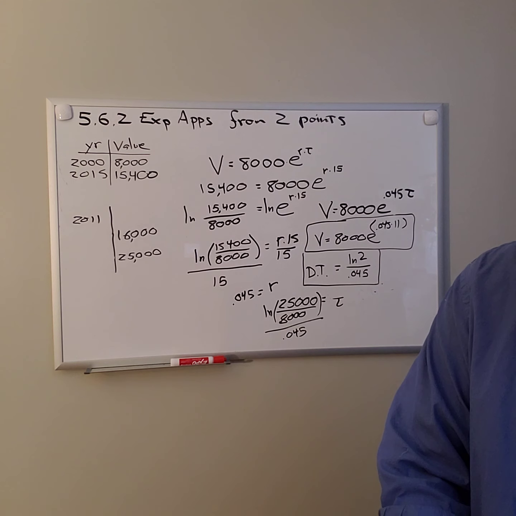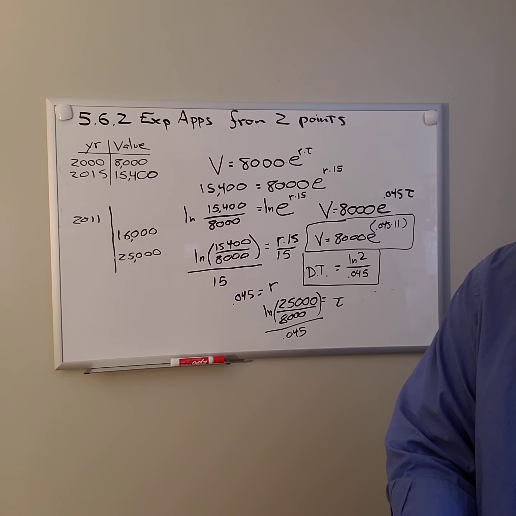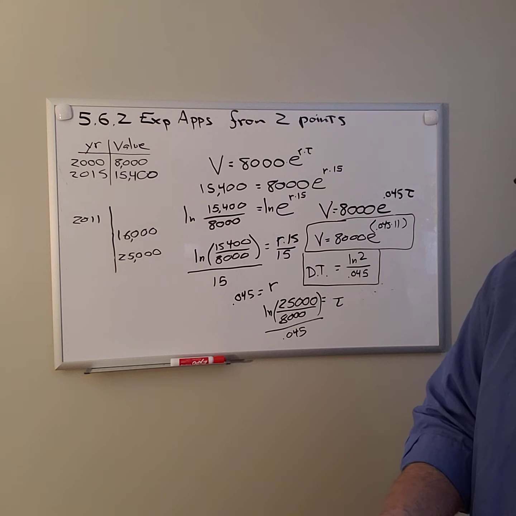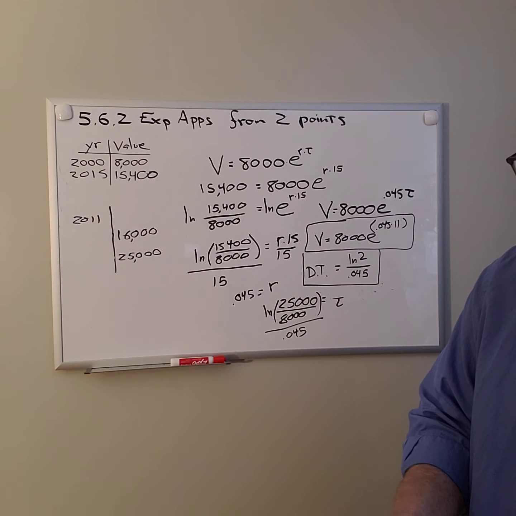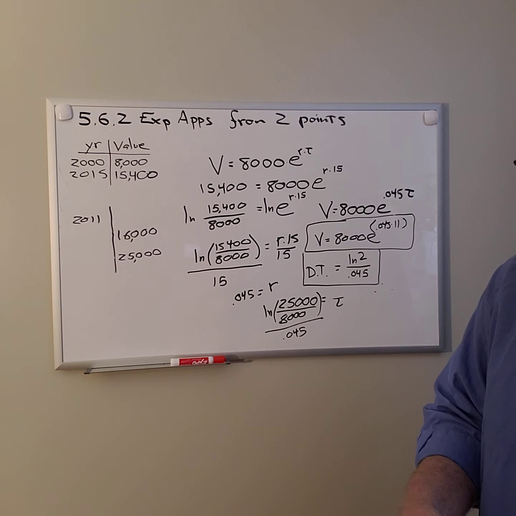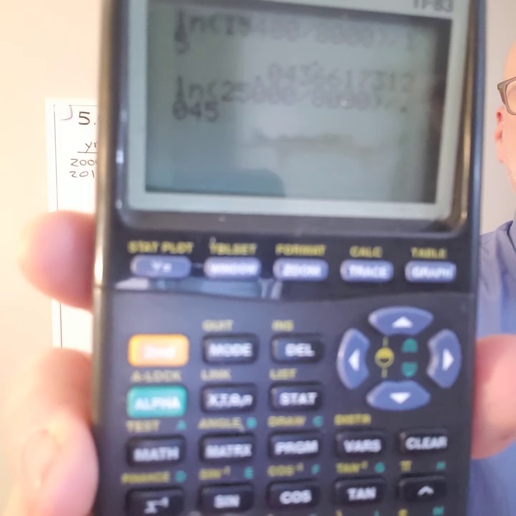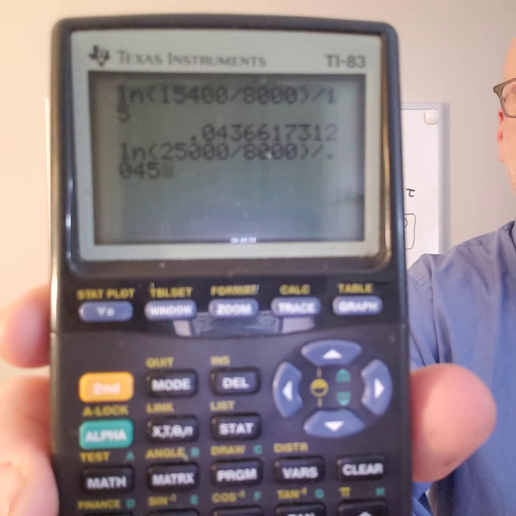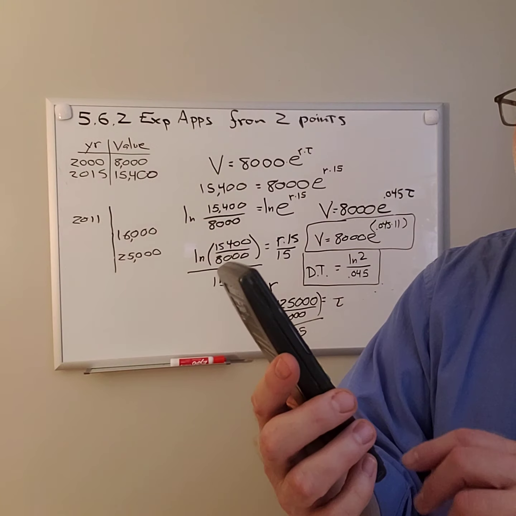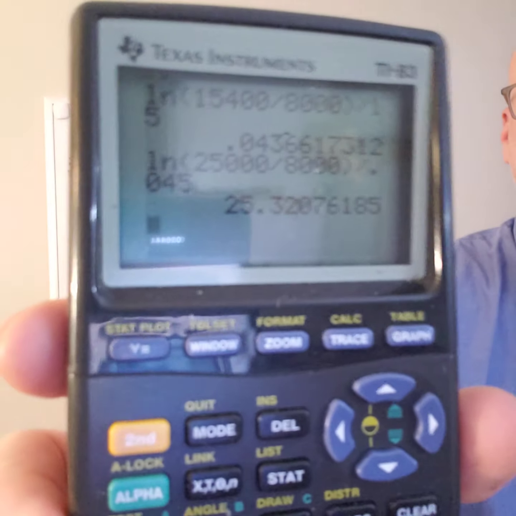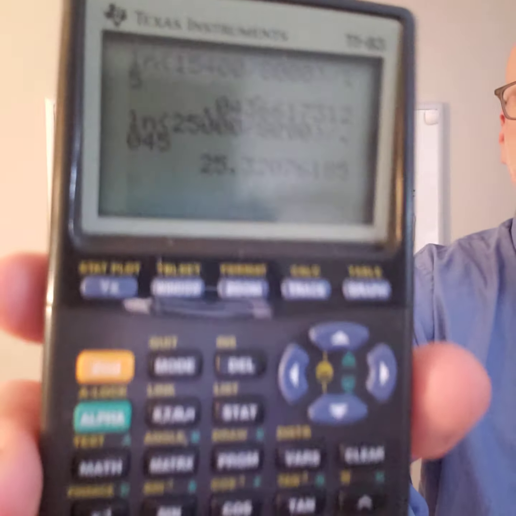And I will do that one real quick here. That's going to be the natural log of 25,000 divided by 8,000, divided by 0.045. That's what it looks like when you type it in. Less reflection on it. And then enter, and we get about 25 years.